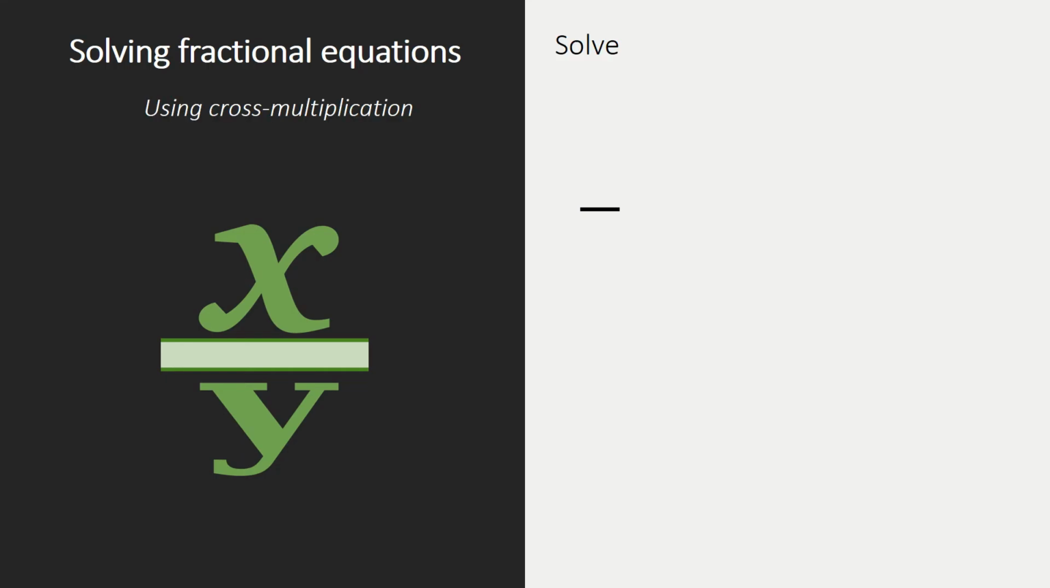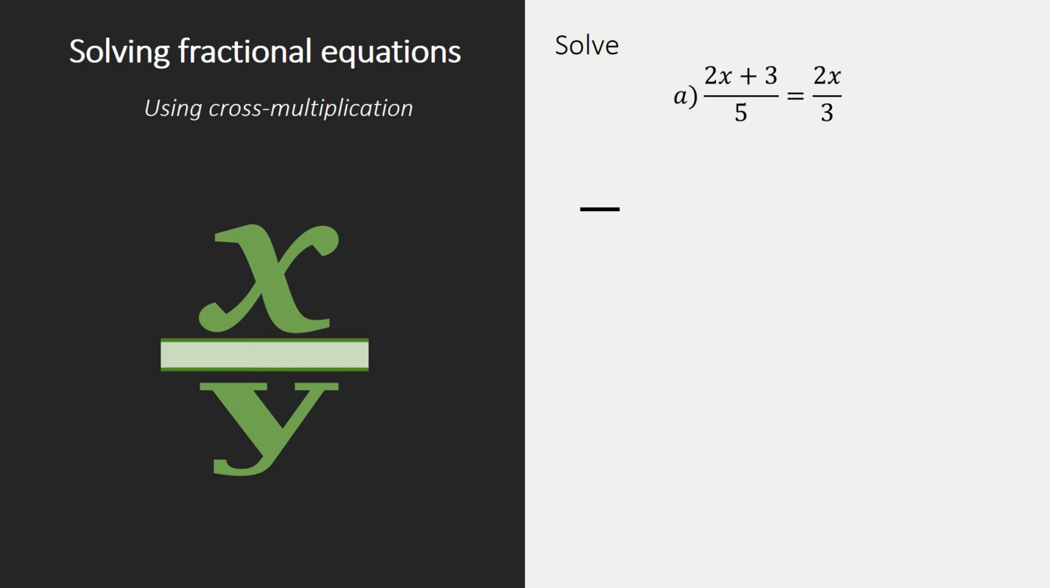We can use different methods to solve fractional equations. One of them is using cross multiplication. The other one is to use the lowest common denominator. You can choose for yourself which method you like most. An example could be (2x plus 3) over 5 equals 2x over 3.